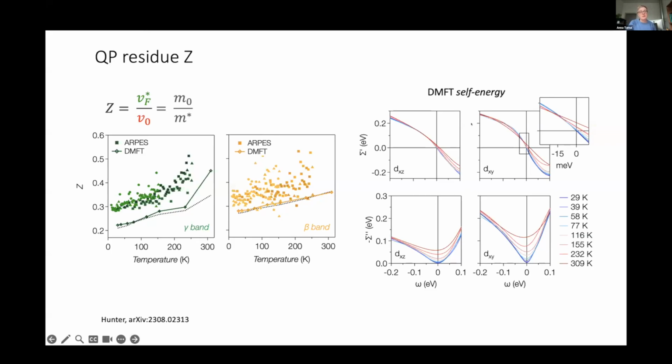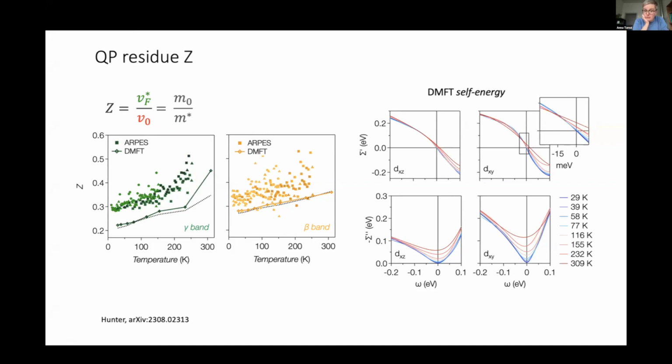We can also compare this with what is found by DMFT. In this case, in the orbital basis, if you look here at the real part of the self-energy for the dxy orbital, you see that the slope of the real part of the self-energy changes with the temperature, and it becomes less steep the more you go to higher temperature. And we know what the orbital content along the Fermi surface is. dxy is the dominant orbital character for the gamma band, and this is consistent. So this increase in Z is consistent with what DMFT also finds.